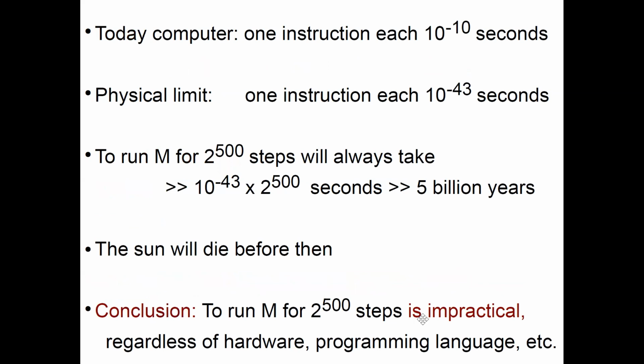With today's computers, you can maybe do an instruction every 10 to the minus 10 seconds. And people think there is some kind of physical limit that you will not be able to do an instruction in less than 10 to the, say, minus 43 seconds. So even if you reach this physical limit, to run M for 2 to the 500 steps, it will always take you at least this many steps times the physical limit, which is much longer than 5 billion years. And that's the estimated lifespan of our sun. So the sun will die before you get the answer.